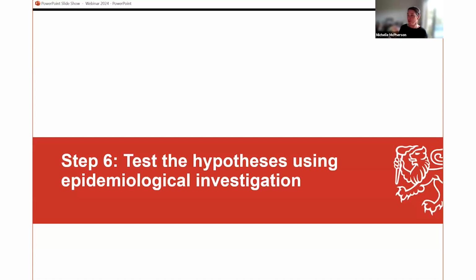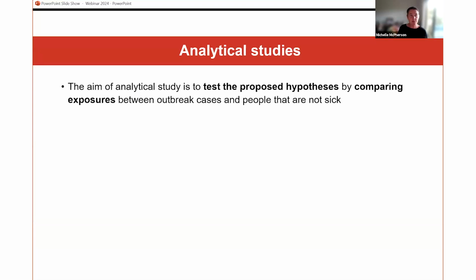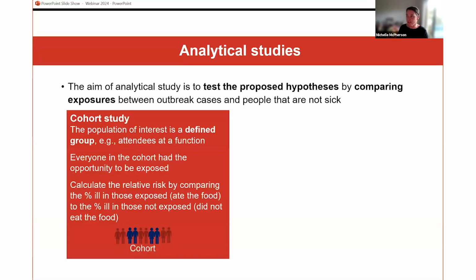Now, just because your hypothesis generation process came up with a hypothesis doesn't mean that that is actually the cause of the outbreak, and you need to go on and test that hypothesis using epidemiological methods. And the aim of doing these analytical studies is to test your hypothesis by comparing the exposures, what they ate, where they travelled, etc., between your outbreak cases and a group of people who are not outbreak cases. And we typically use 2 different studies to do this.